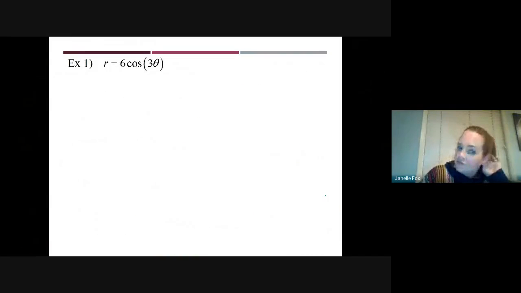Okay, so for our first example, I know that it's a petal graph because everything is multiplied right here. Nothing's added. And so we're just going to go through the pieces and write down what the graph should look like, okay? So the maximum radius out, the length of the petal, is going to be this first number right here, and so that's going to be a 6.